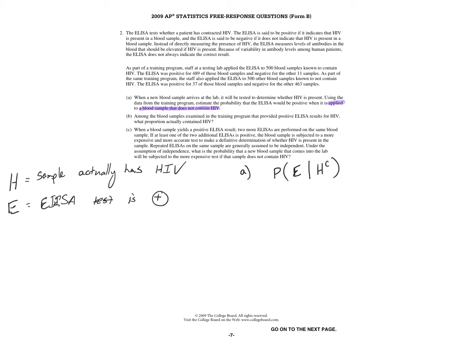And luckily we can just go into the problem, and it's saying based on the data here, and we can say, well, the ELISA test was positive for 37 of those blood samples, and there are 500 of them known to not contain HIV. ELISA was positive for 37 of those and negative for the other 463. And so this is going to be as easy as it sounds. It is going to be the probability that its ELISA test is positive and it's HIV negative. It does not actually have HIV. That's 37 out of 500.